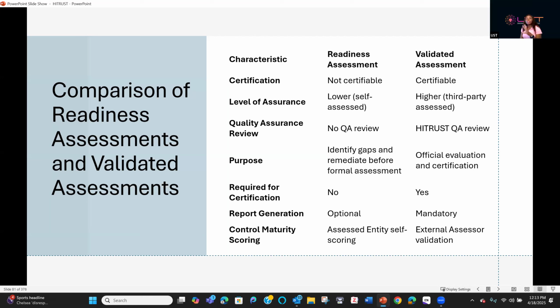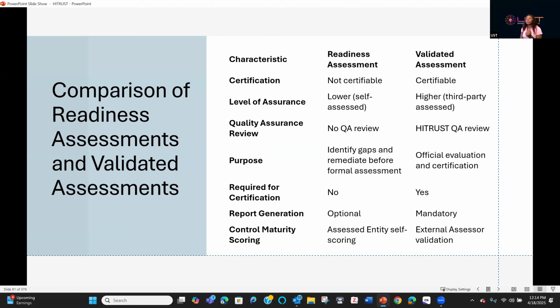And what's the purpose for this type of assessment? For readiness assessment, you identify gaps and remediate before the formal assessment, which is the validated assessment. For validated assessment, it's official evaluation and certification. Is certification required? Does readiness require any certification? No, we do not. But validated, yes, we do. Report generation is optional for readiness, right? After doing that, you can actually request a report generation. We went through that, but it's mandatory for HITRUST.